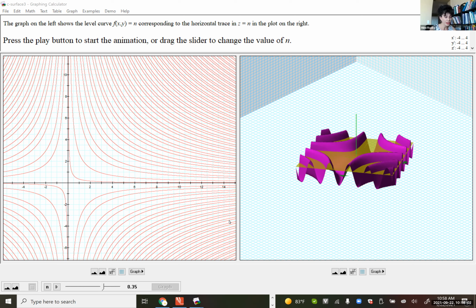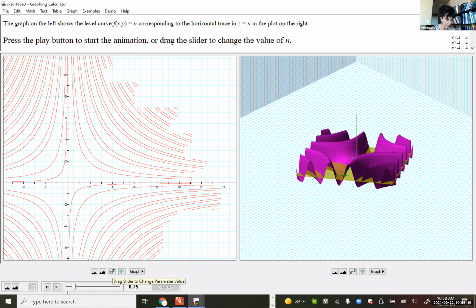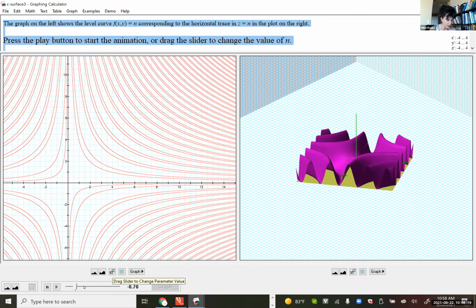So new topic, we're going to do level curves, which is the idea of if you were a helicopter looking down on some mountain range, you would be able to sort of see the different altitudes happening. And what we do is we actually can graph what's known as level curves.